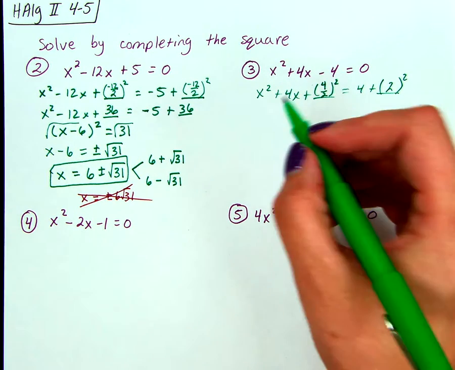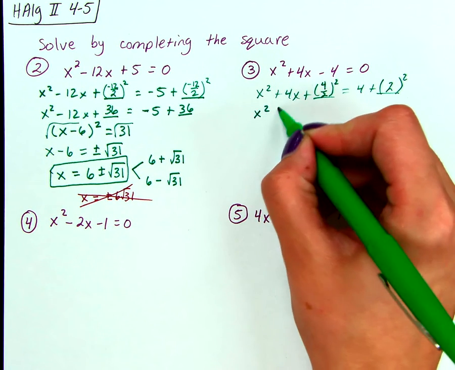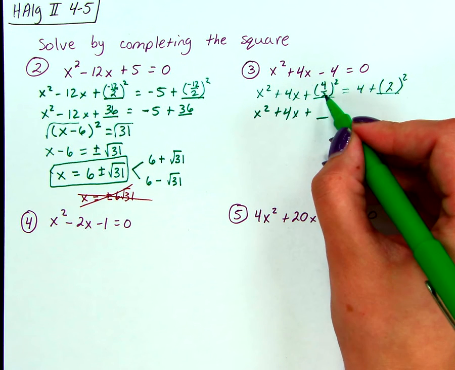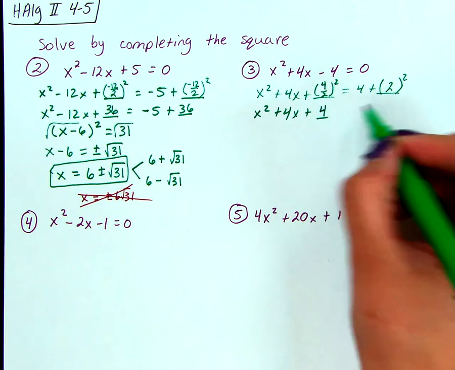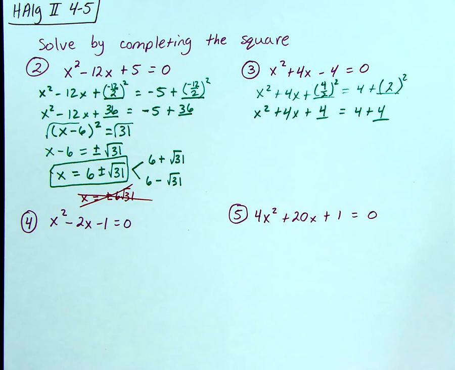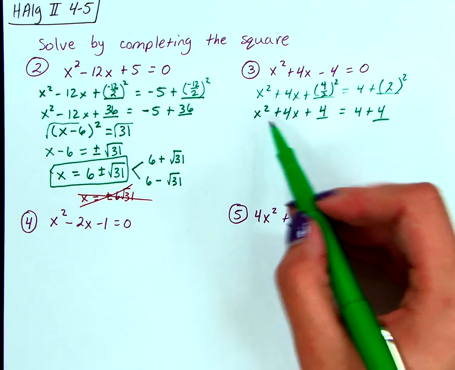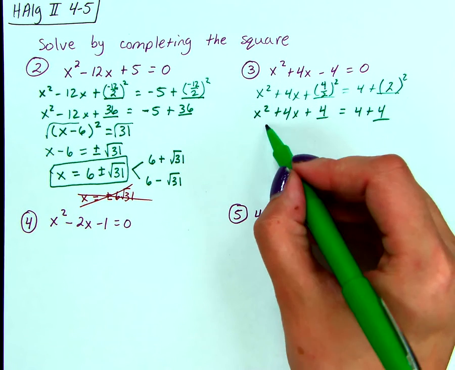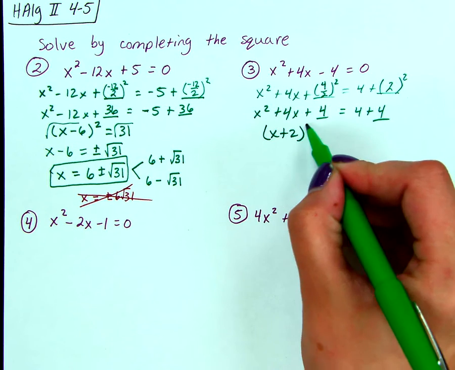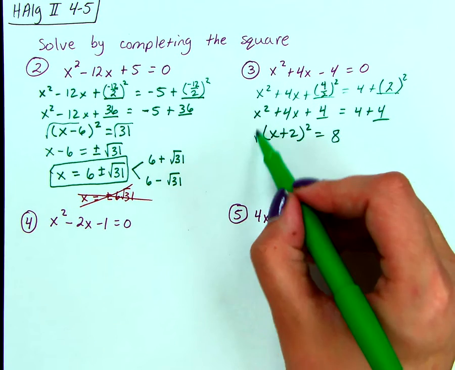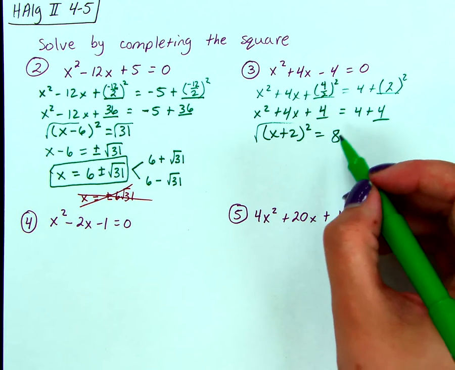So continuing to simplify, we now have x squared plus 4x plus, so 4 divided by 2 is 2, 2 squared is 4, and then we have 4 plus 4 on this side. So again, next we are going to factor. So two numbers that multiply to be 4, add to be 4, will be x plus 2 squared equals 8, and then we are going to take the square root of each side.